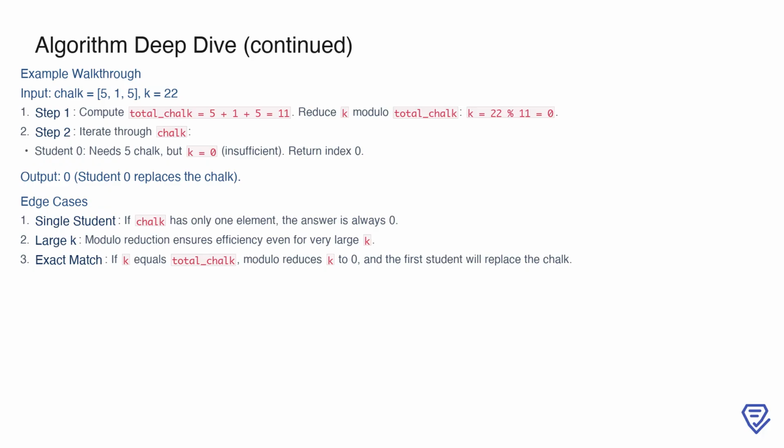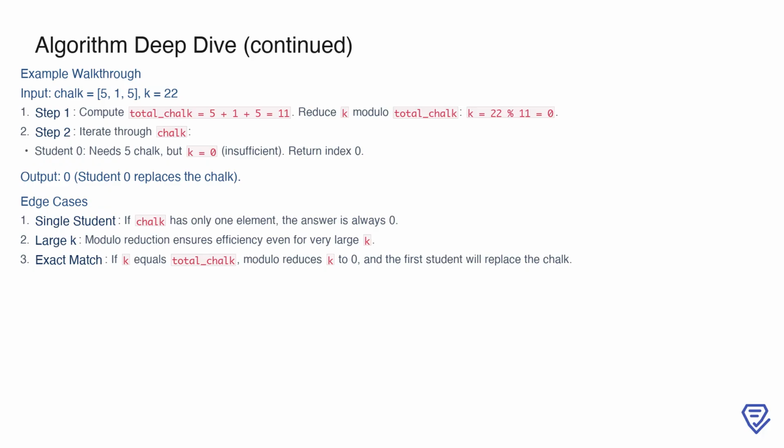The first student requires 5 chalk, but since k equals 0, it's insufficient. Therefore, we return index 0, as this student will replace the chalk. This example highlights how modulo reduction simplifies the problem and ensures efficiency.